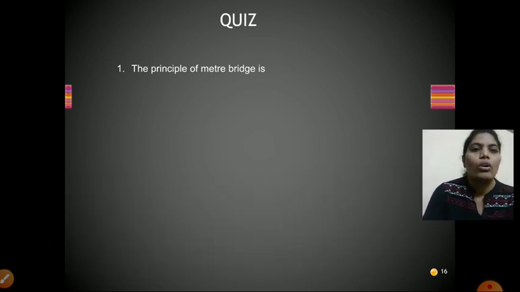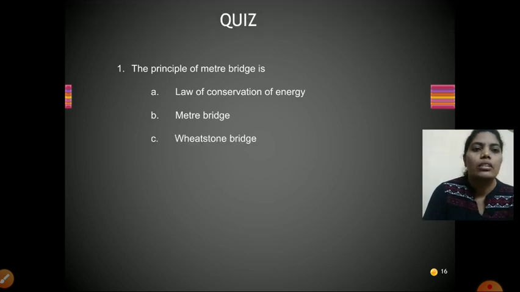The principle of the meter bridge is: law of conservation of energy, or simply meter bridge, or Wheatstone bridge, or none of the above. It is Wheatstone bridge.